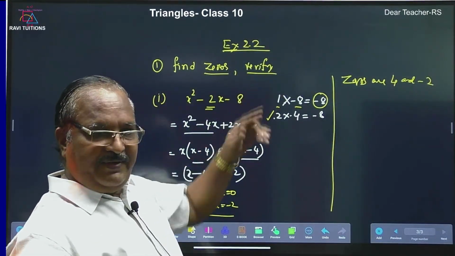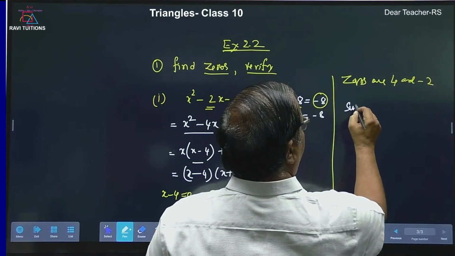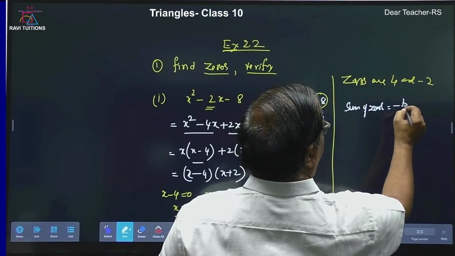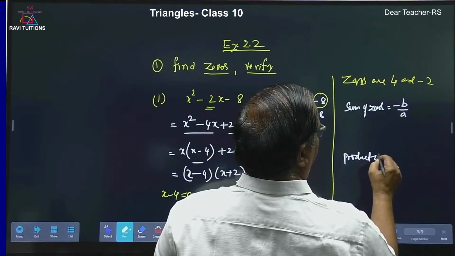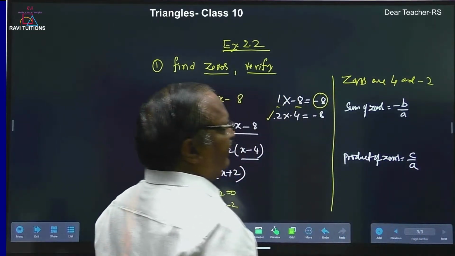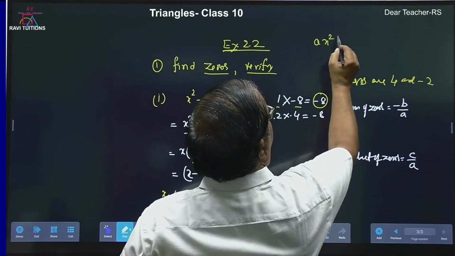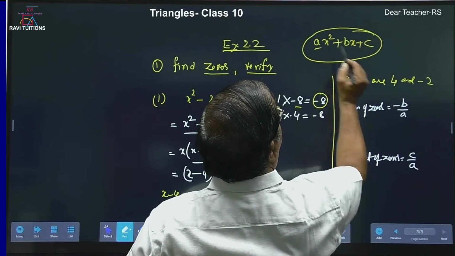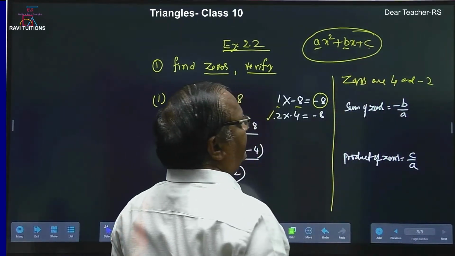Now we have to verify. Sum of zeros is equal to minus b by a, and product of zeros is equal to c by a. A, B, C are the coefficients of the general form of the quadratic polynomial. A is the x square coefficient, B is the x coefficient, C is the constant.